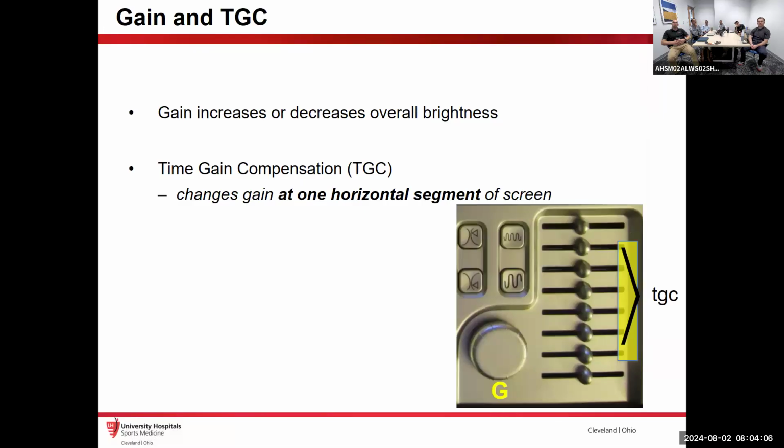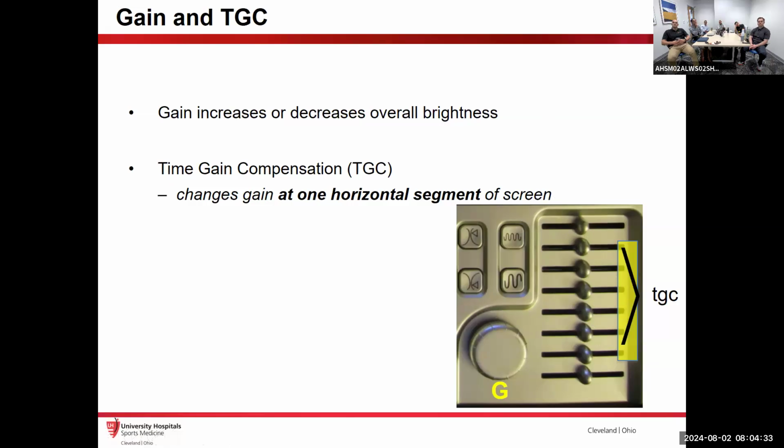Time gain compensation is going to change the gain at one horizontal segment. So each of these sliders is going to be correlated to a horizontal segment of the screen. This is the very top of the screen, so that would be from here up. This would be the very bottom of the screen, from here down, and then the middle. So you get about that much each.